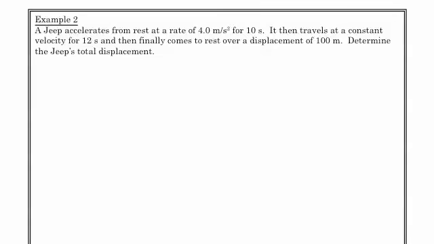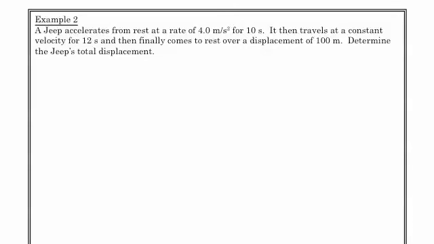Example 2. A Jeep accelerates from rest at a rate of 4 meters per second squared for 10 seconds. It then travels at a constant velocity for 12 seconds and then finally comes to rest over a displacement of 100 meters. Determine the Jeep's total displacement.